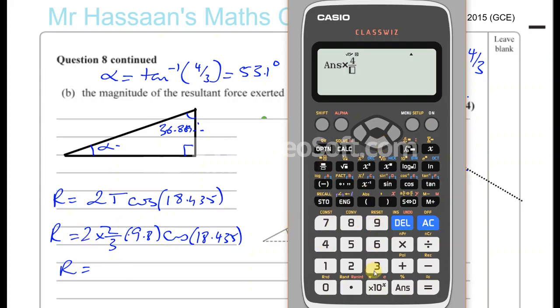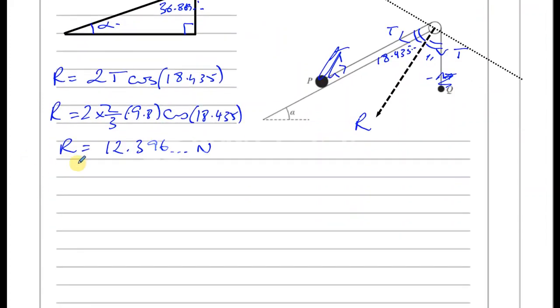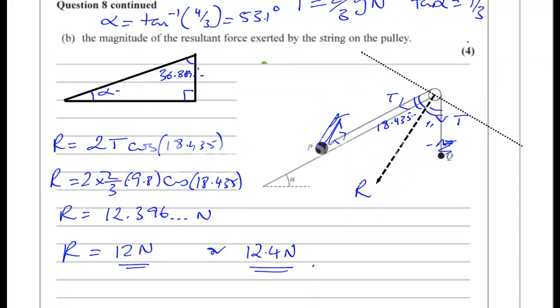4 over 3 times 9.8, which gives you 12.396 newtons, which we should round either to 2 SF or to 3 SF. So if you write it as 12 newtons, that's fine. If you write it as 12.4 newtons, that's also fine. So that's by far the simplest way of dealing with the question.